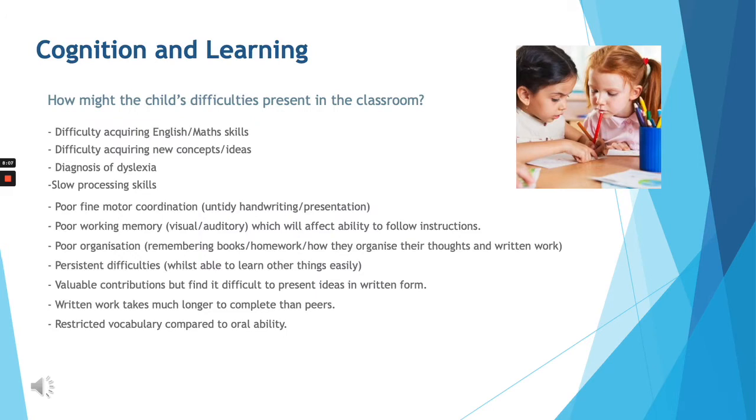For those who've been identified as having cognition and learning difficulties, you may see a presentation of different struggles in the classroom with these children. They may have difficulty acquiring new concepts in maths and English. Perhaps they have poor working memory skills or slow processing speed. You might find poor handwriting and fine motor skills is a struggle. Perhaps children make valuable contributions in class, but they find it difficult to present their ideas in written form, or written tasks can take much longer to complete than their peers.